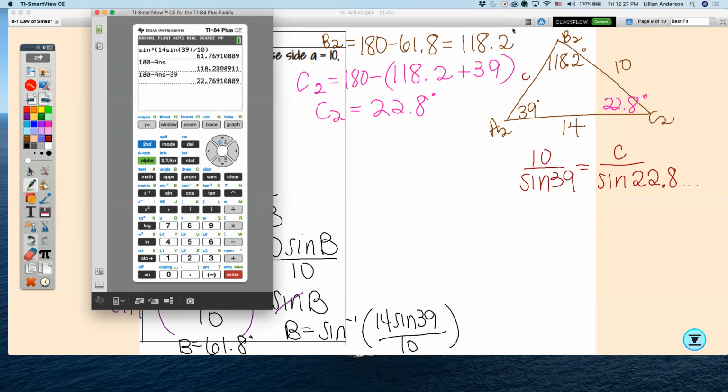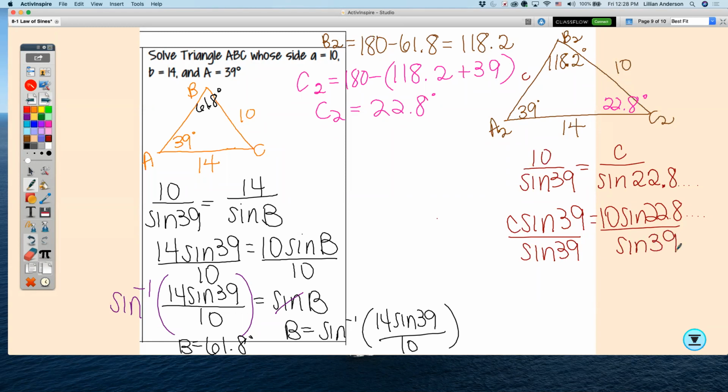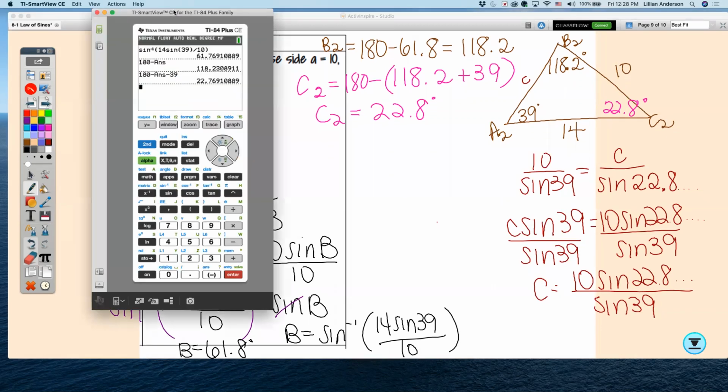But because I need to use that angle to find side C, don't use the rounded answer. Use that long decimal that's there. So to solve for C, I cross multiply again. Again, we're going to use that non-rounded answer for that 22.8 number. And so what I'm going to type into my calculator is that non-rounded answer times 10 divided by the sine of 39. So 10 times the sine of that previous answer, non-rounded.